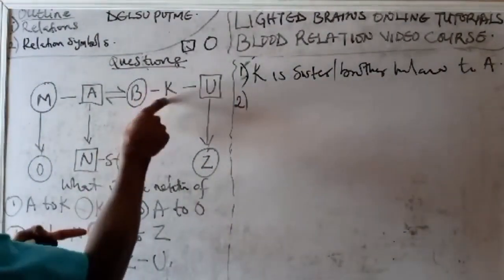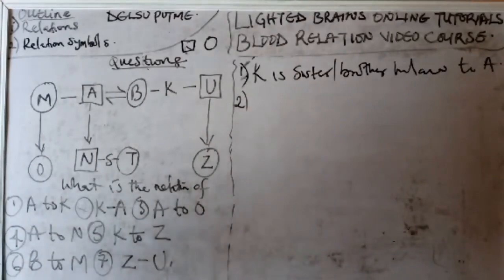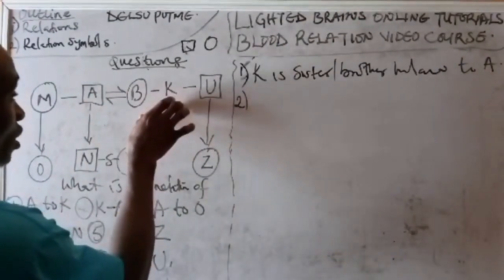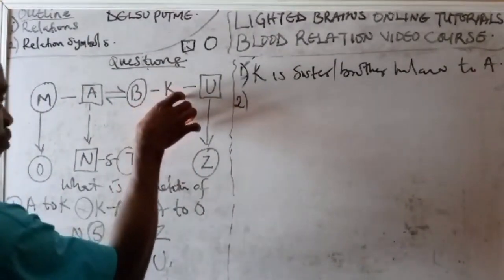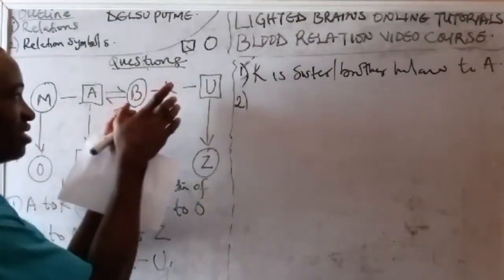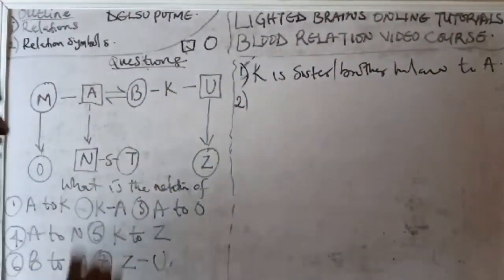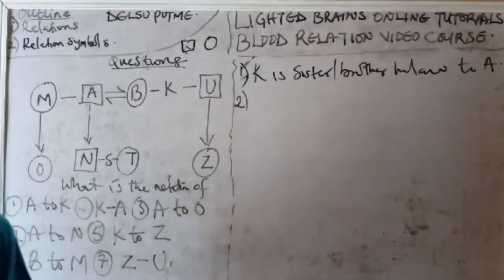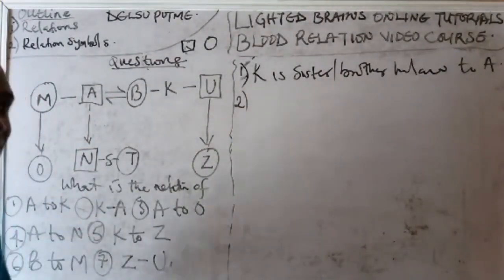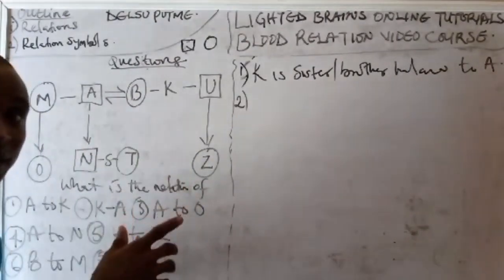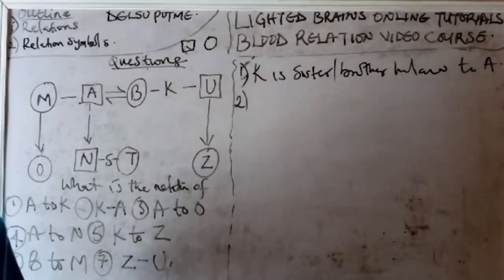From K, what's the relationship of A? That means what can we call A with K? Now this one means that A is what? Brother-in-law to what? K. Do you understand now? I have a sister, and my sister's husband is my brother-in-law. Do you understand now? My brother-in-law.